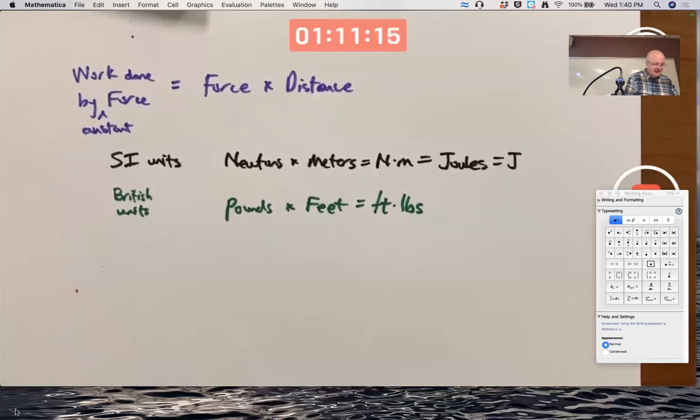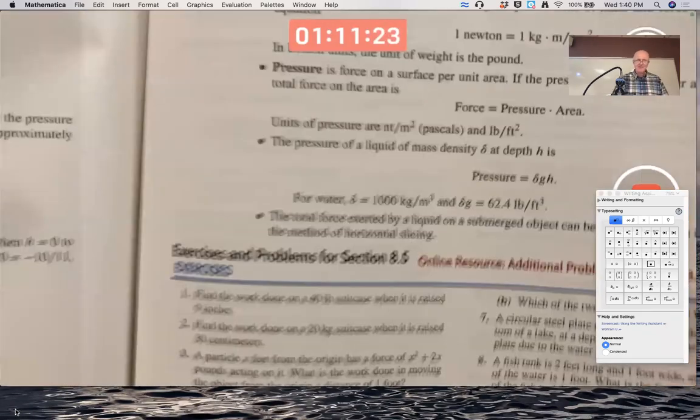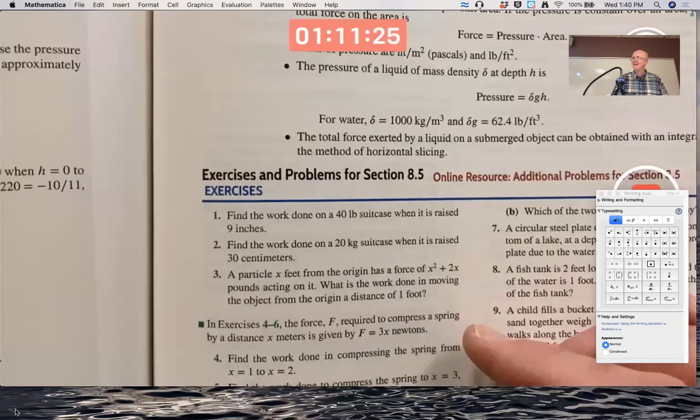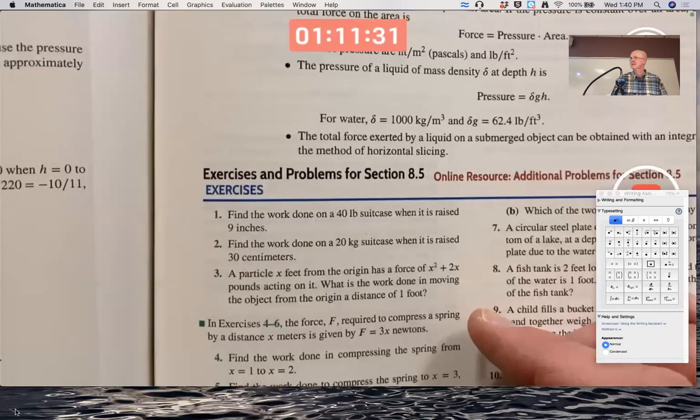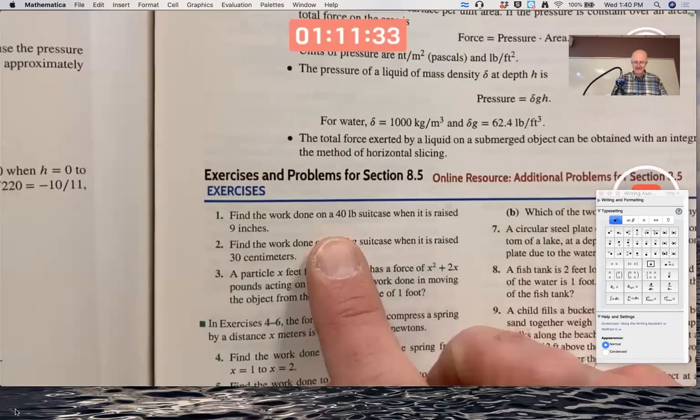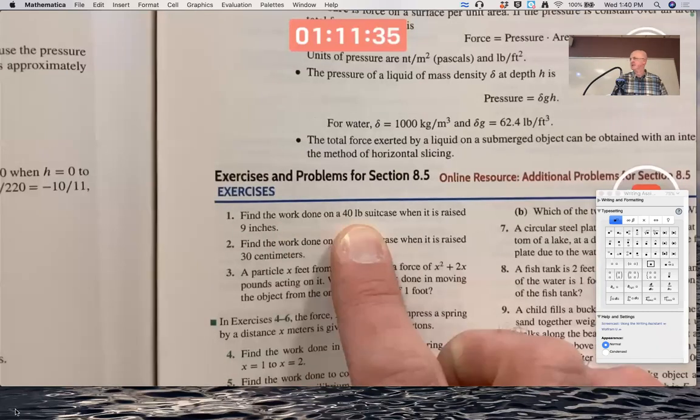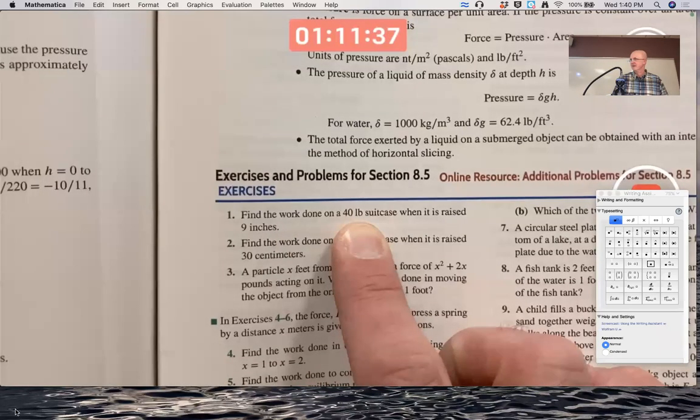The kinds of problems I'm going to assign are going to be real basic, like this basic, 1, 2, and 3. You just need to multiply force times distance and get the right units, which could be inch-pounds, for example, number 1.